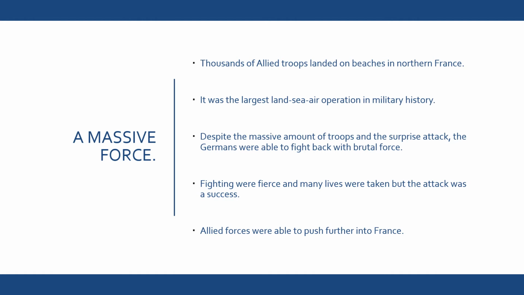Now, despite this massive amount of troops and the surprise attack, the Germans were able to fight back with brutal force. Like we said, they had those barriers on the beaches. They're able to be sitting high up on the cliff and shoot down. I actually went to Normandy, France, and have been on the beaches there, and it's not the same layout as it was obviously then, but still pretty impressive to see how these soldiers did this. Now, fighting will be fierce, and many lives will be taken on both sides, but the attack is a success. The Allies are able to push the Germans back, capture the beaches, and push further into France.